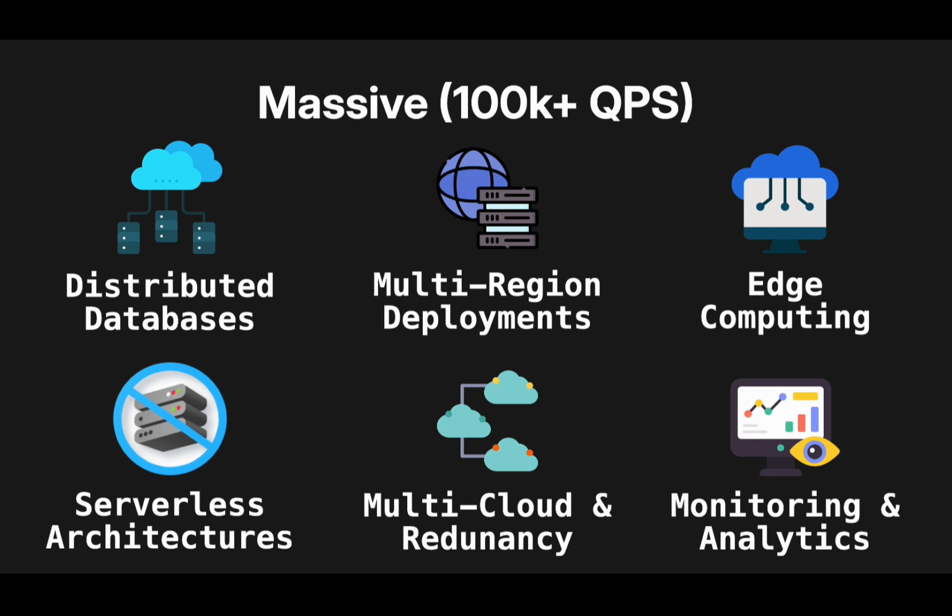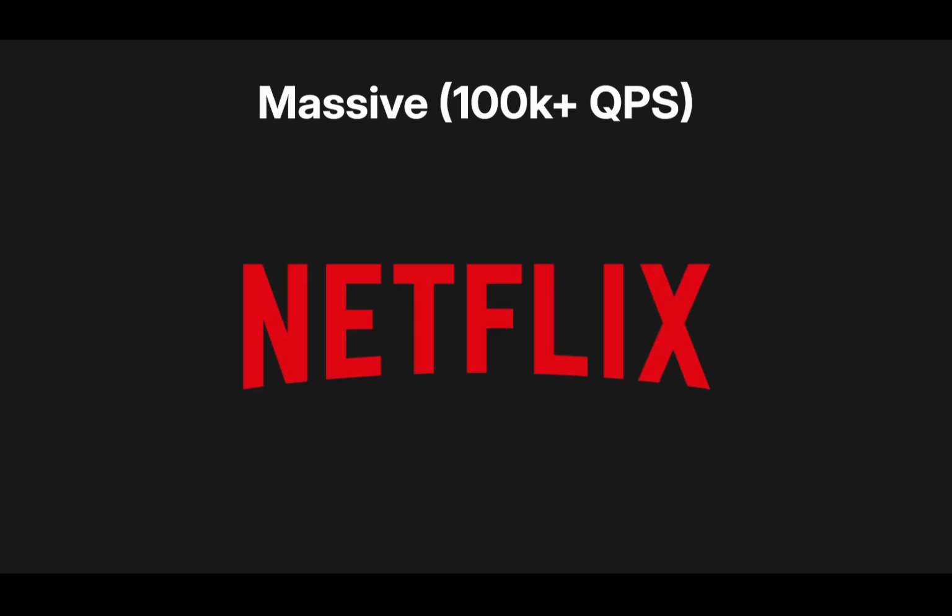An example of a system operating at this massive scale is a platform like Netflix, where millions of users are streaming videos simultaneously. The platform relies on global distribution, CDNs, multi-region deployments, and extensive caching to ensure uninterrupted service with minimal latency. Even a momentary glitch can impact millions of users, so every component must be built with resilience and failover mechanisms.